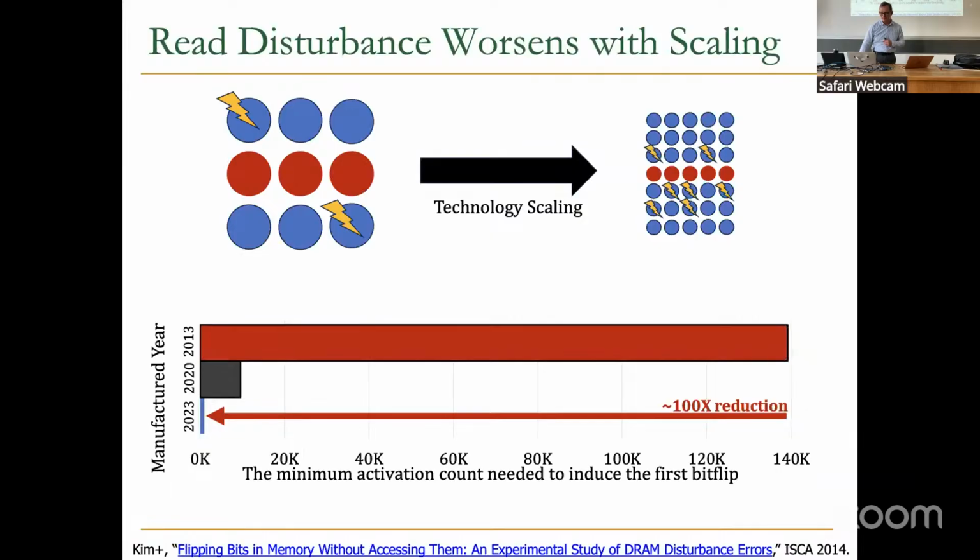Okay, so this is just a summary slide of the scaling issue. I think this is a very good depiction of scaling. In non-scaled technology, cells are large and far away from each other. As technology scaling happens, cells become closer to each other and smaller. And as a result, cells become less robust. And this is data from our work over the course of, let's say, 10 years. You get 100x reduction in robustness for some robustness metrics. In this case, how many activations do you need to induce a bit flip?